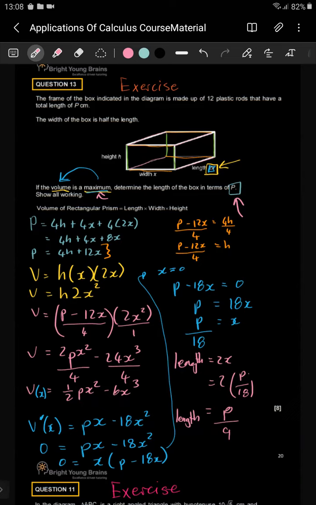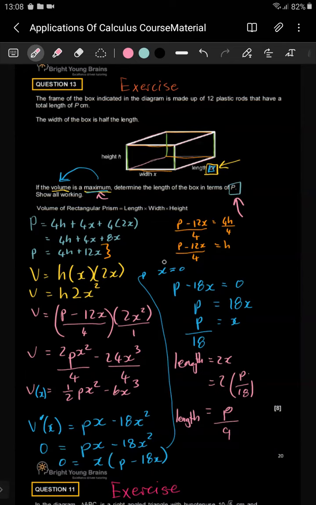We differentiated this in terms of X, because P is technically going to be fixed. And then after differentiating, we are looking for the length that would cause the maximum volume. So we would need to equate our first derivative to 0. And then here we solved for X.